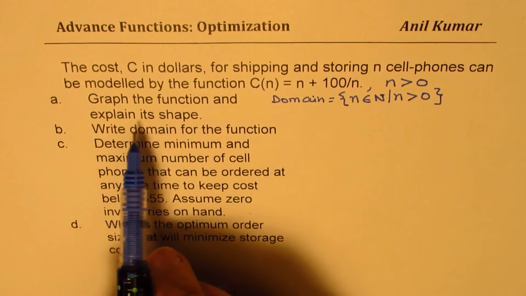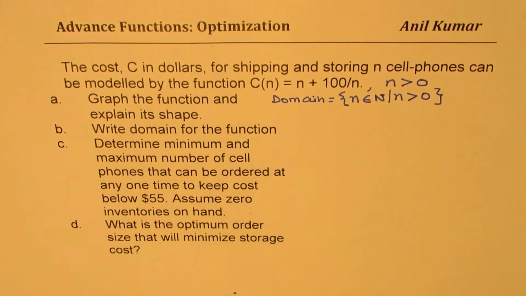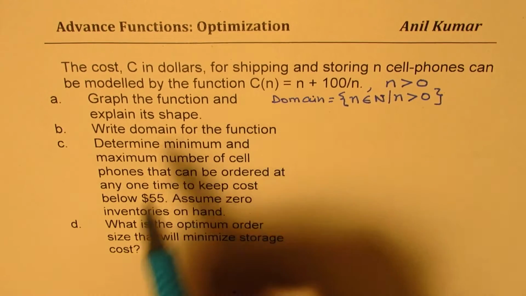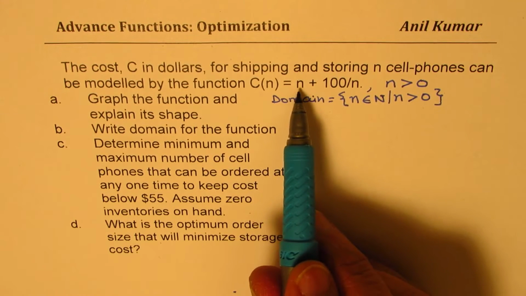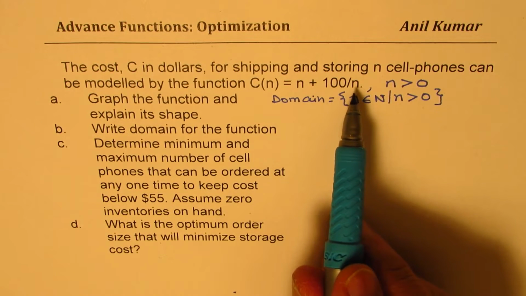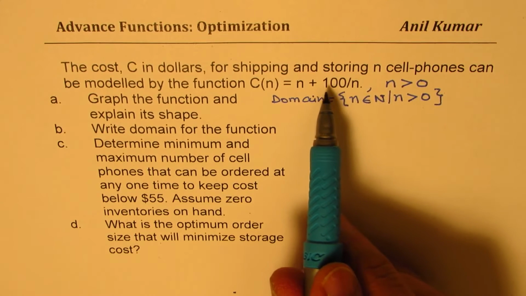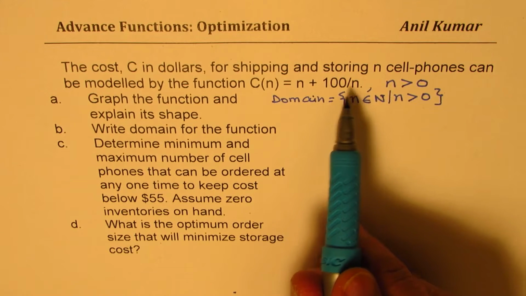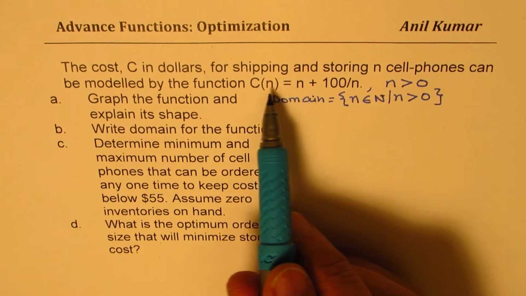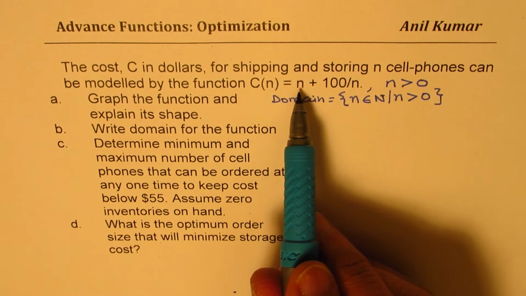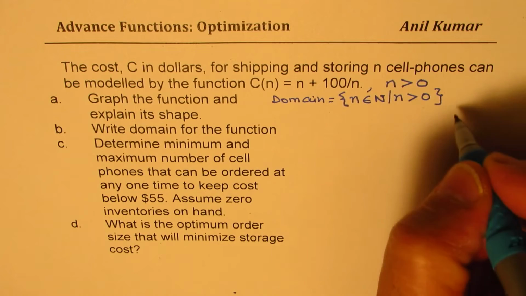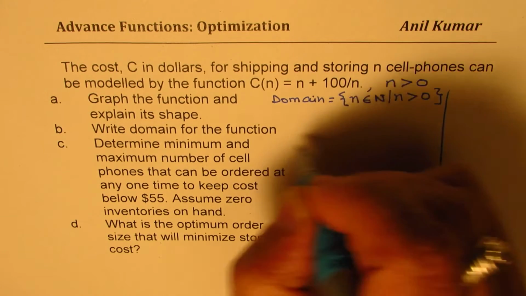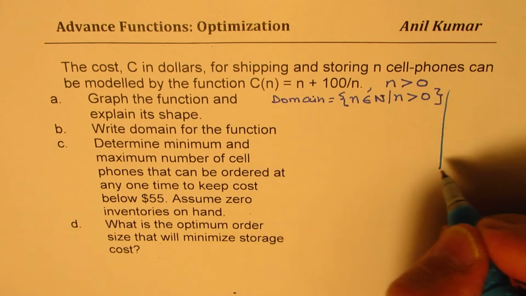Okay. Now let's talk about the graph itself. The graph of this function will have an oblique asymptote, which is, as n approaches a very large value, 100 over n will approach 0. So y equals n, or cost equals n, will be the oblique asymptote, right? So I'll sketch a small graph here. We'll answer the question in the rest of the page.